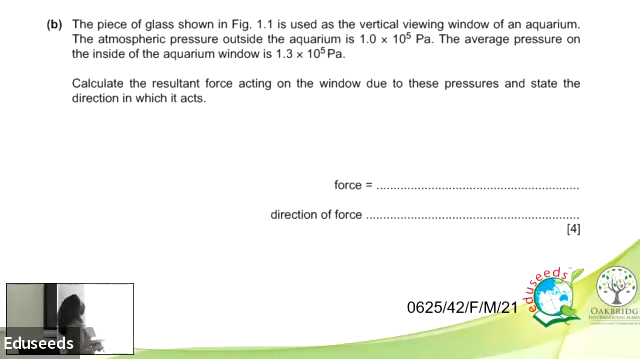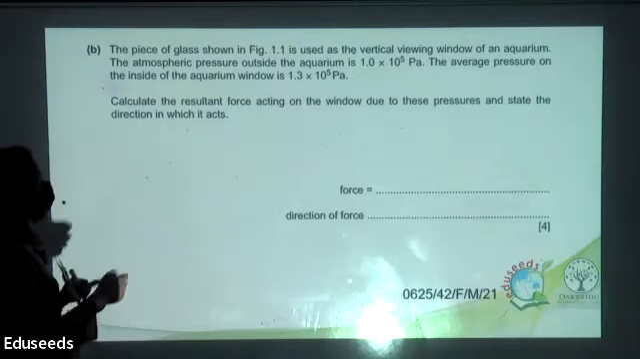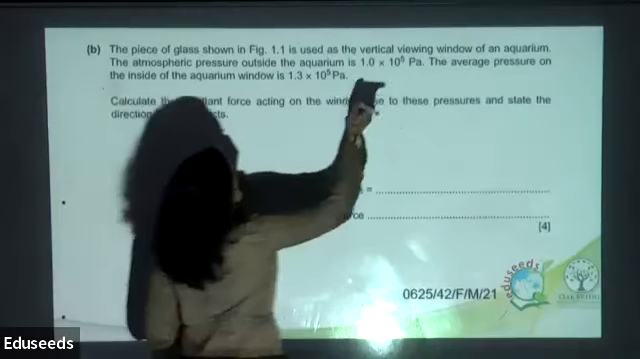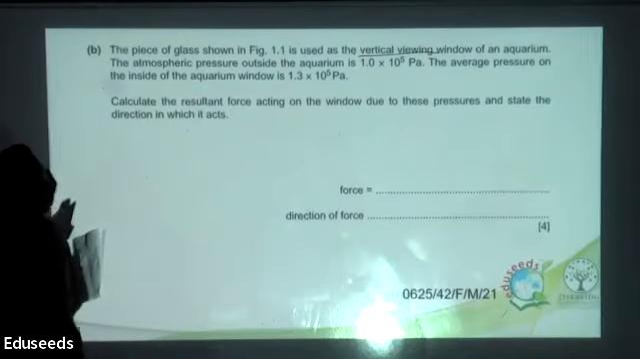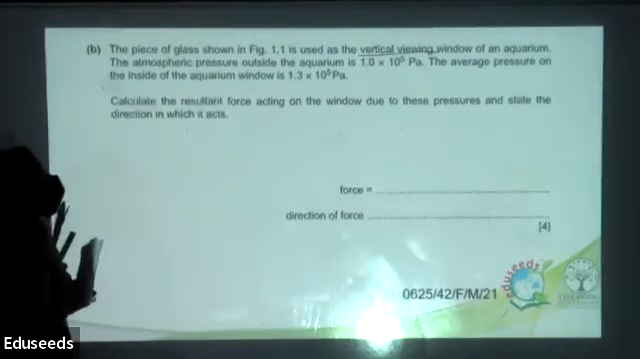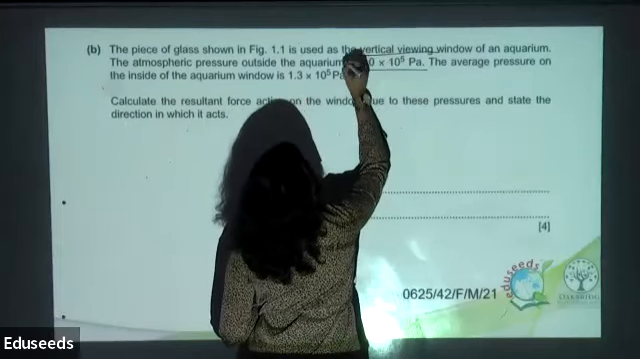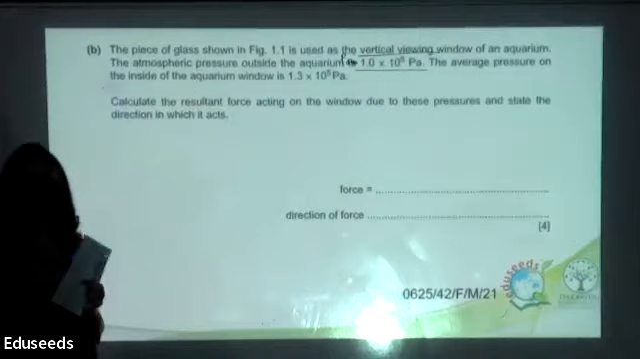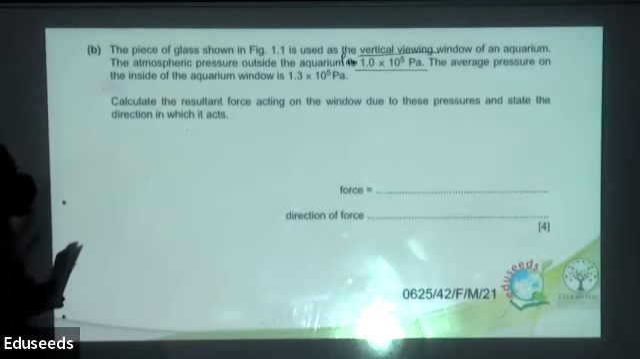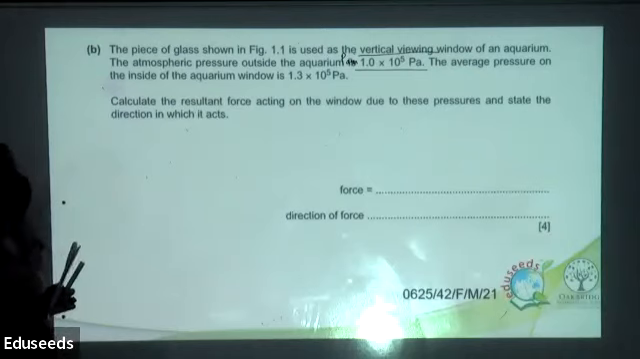Okay, let's do it together. A piece of glass shown in figure 1.1 is used as the vertical viewing window of an aquarium. The atmospheric pressure outside the aquarium is 1.0 times 10 to the power of 5 Pascal. So this is your P atm, which means atmospheric pressure. When you underline the values, please label them with the symbols.